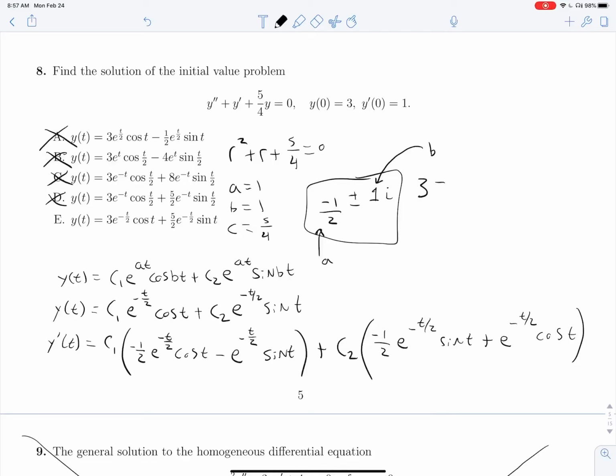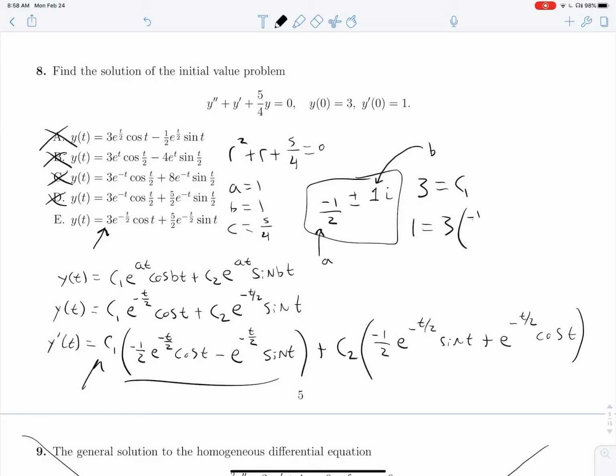So when we plug in y at 0, we should get 3. So 3 is equal to c1 e to the 0 cosine 0, so that will be just c1, plus c2 e to the 0 sine 0, which will be 0. And so that tells us we're on the right track. We found that 3 for C1. And then finally, for y prime at 0, it should be 1. So 1 is equal to 3, because we found our value for C1, so we might as well plug it in, times all of this stuff.